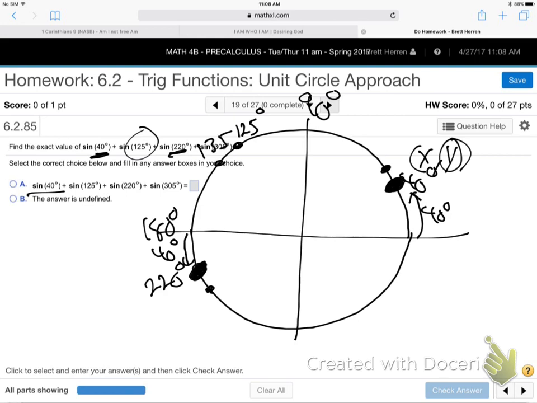I have no idea what it is. I'd have to have a calculator to do it. It's not one of my memorized values. But whatever it is, I know it's the y height to that dot, isn't it? And whatever the sine of 220 is, it's the y height down to that dot. So what do you think the y height to this and the y height to that are? Well, they've got to be the same. One's positive, one's negative. The same, whatever they are.